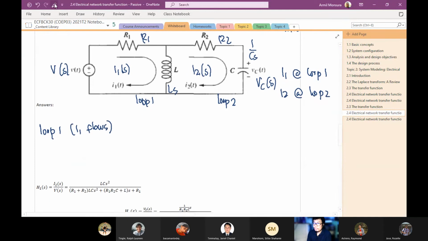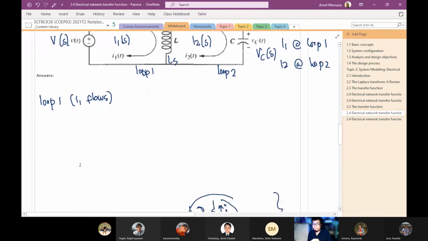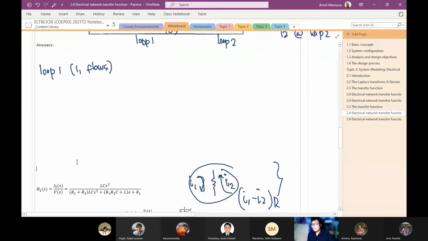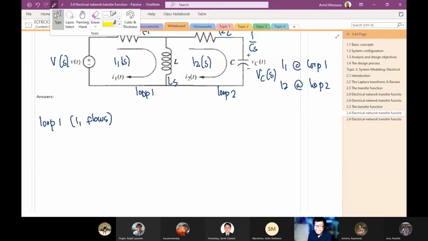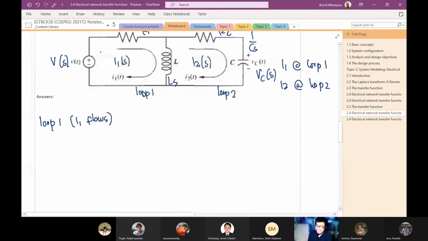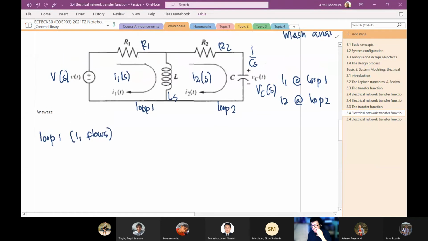Pwede natin kunin yung sum of impedances that is passed by I1. Yung mga dadaanan niyang impedances ay ito, R1 at saka ito, LS. So, we find their sum, R1 plus LS. Then we multiply it by I1.